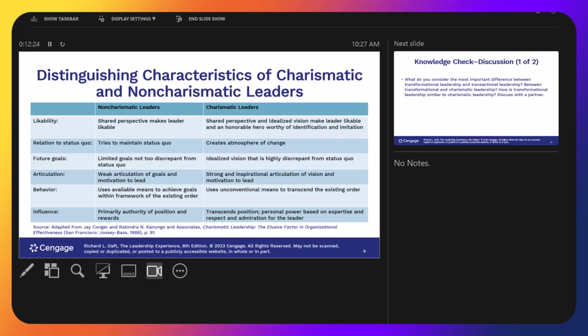Articulation: weak articulation of goals and motivation to lead for the non-charismatic. Charismatic: strong, inspirational articulation of vision and goals and lead. There's no mistake when you're talking about a charismatic leader what the goals are and where they want to go. Everybody knows what it is. Behavior: the non-charismatic uses available means to achieve goals within the framework of the existing order. The charismatic uses unconventional means to transcend the existing order.